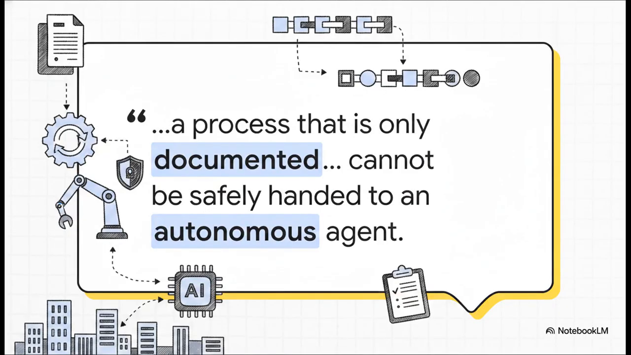John Kashat actually puts it perfectly in the source material, and I think this is a really powerful thesis for us to remember. He says, a process that is only documented and not deployed into execution will not perform consistently and cannot be safely handed to an autonomous agent. So establishing an office execution system isn't just about efficiency anymore, it is positioned as a fundamental survival strategy for the AI era. You absolutely have to have a defined, versioned, auditable boundary if you want AI to operate safely.